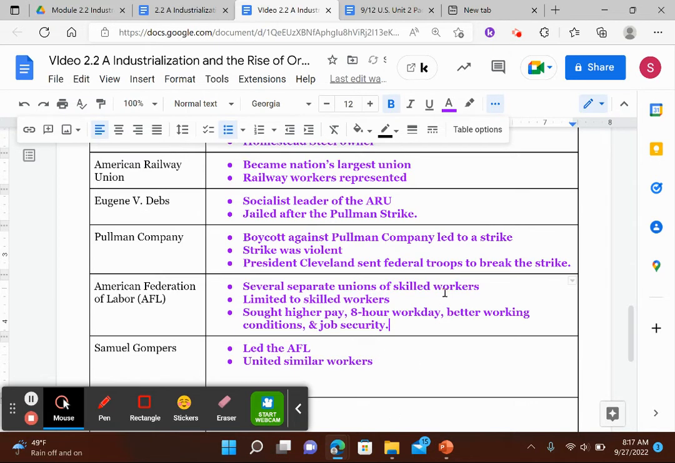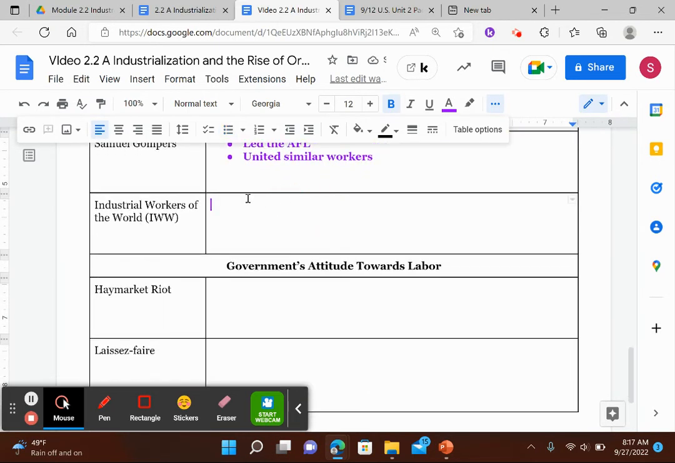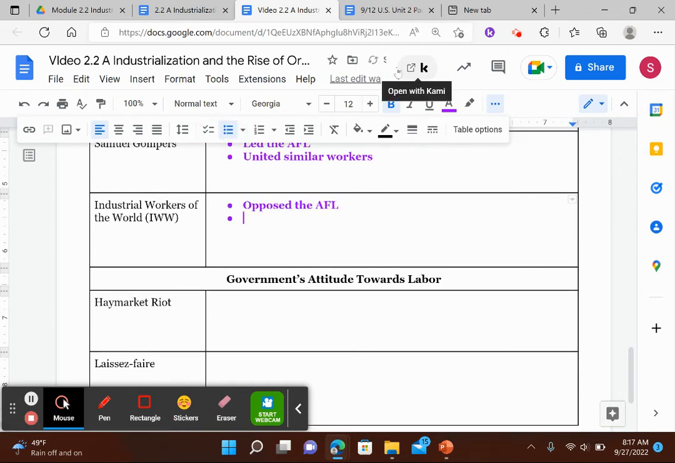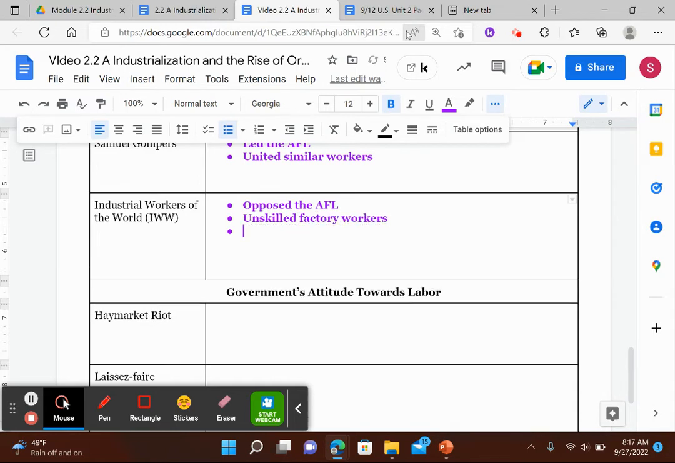All right, the Industrial Workers of the World was established in 1905 by groups that opposed the AFL. So we're going to go ahead and pop that in there because that's important to know. Opposed the American Federation of Labor. They organized unskilled factory workers. And they sought pay increases, shorter working hours, and safer working conditions. Pay increase, shorter work hours, and safer conditions.